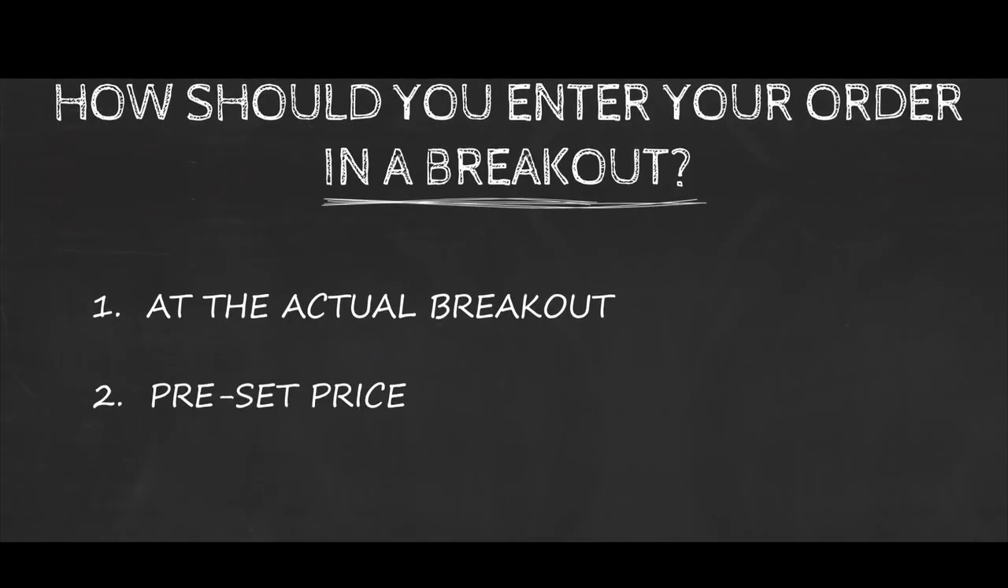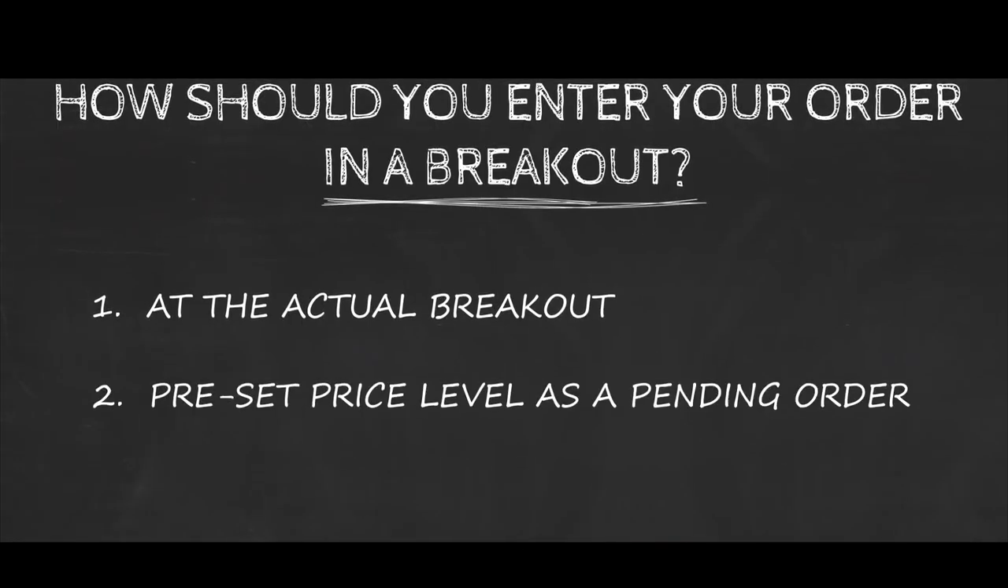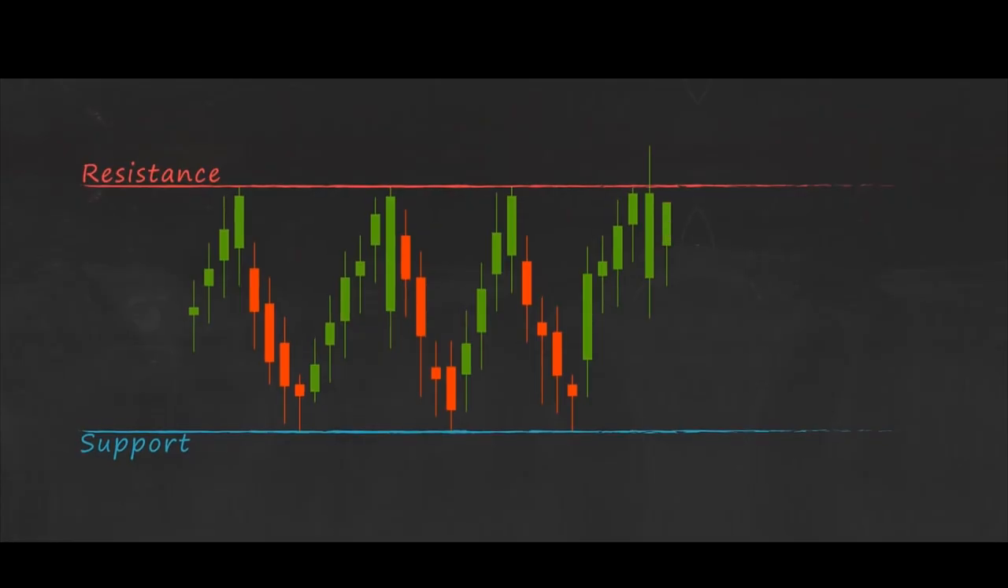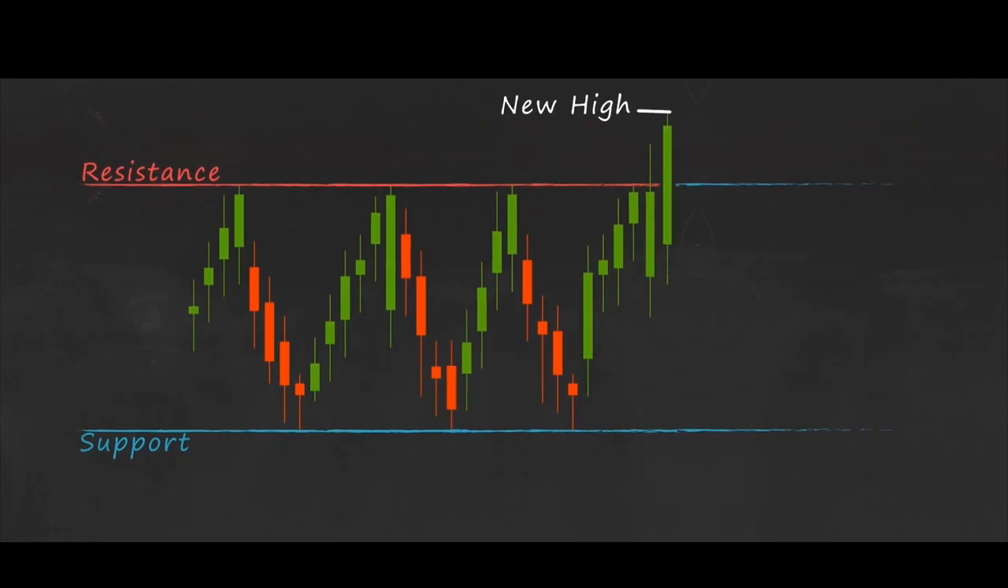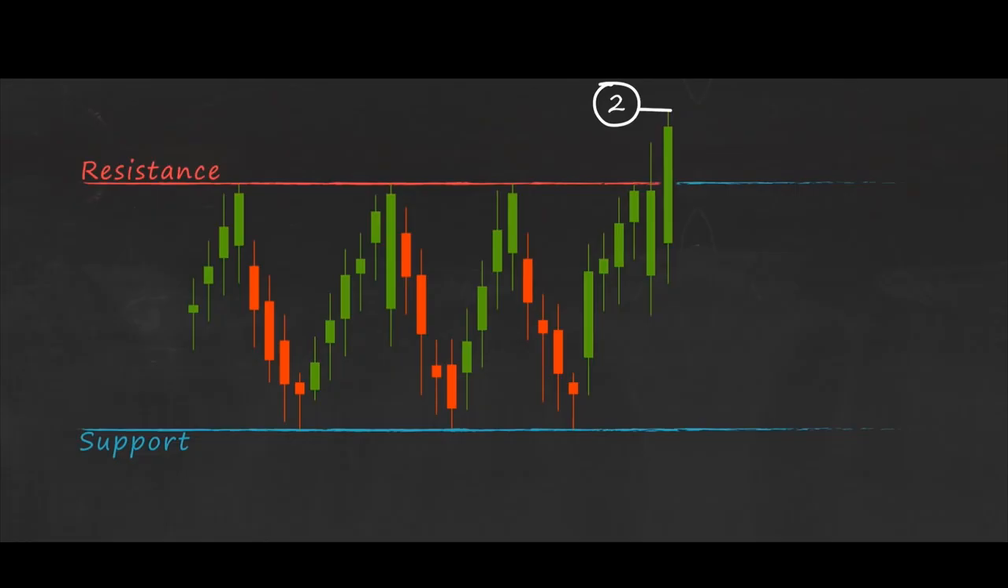The second entry type is a pending order at a price level placed above the current range. This is a preset price level that can be based upon the current range or determined by another indicator. I recommend that the price level of the pending order is placed at a previously unachieved high. This entry type does not require you to watch the markets as the order will be executed automatically upon reaching the price.